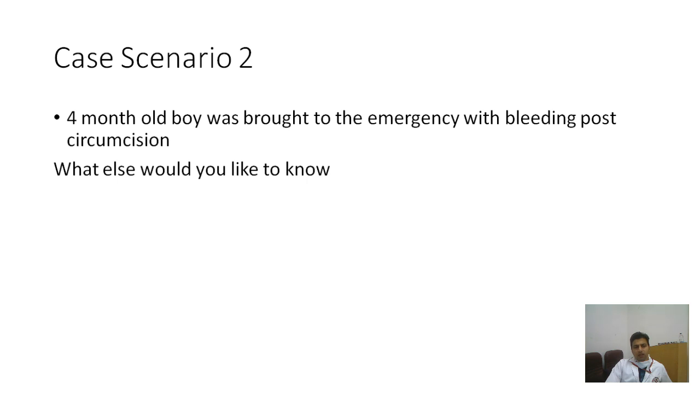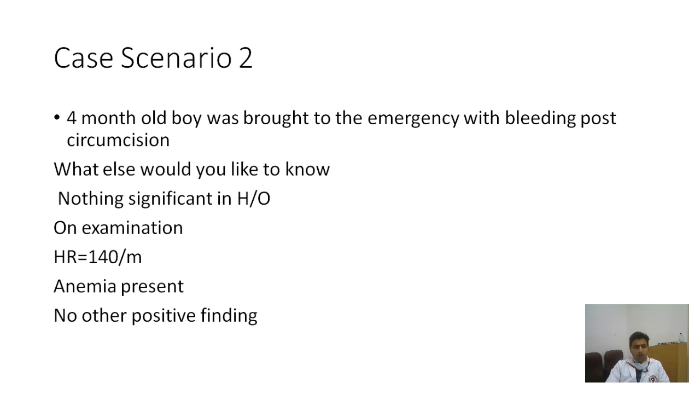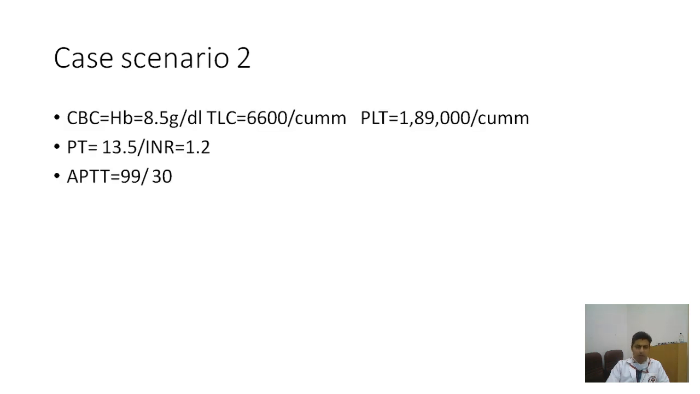So the second case scenario: a 4-month-old child is brought to the emergency with bleeding post-circumcision. In this child, what would you like to know? A 4-month-old is indicative that this could be something congenital, with post-circumcision bleeding. There is no other significant history. On examination, he has an elevated heart rate, anemia is present, and there is no other positive finding.